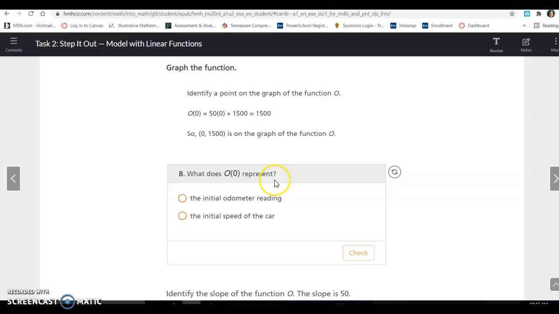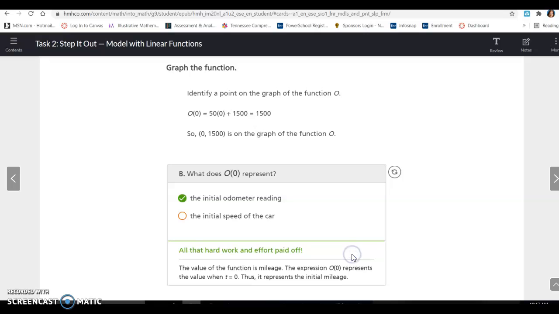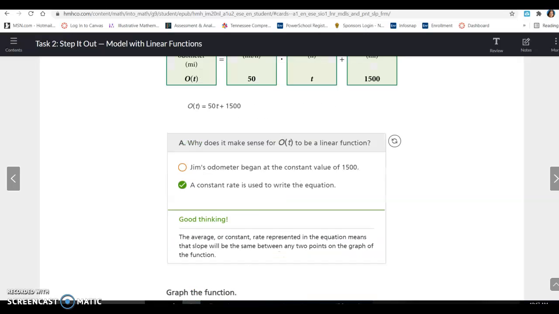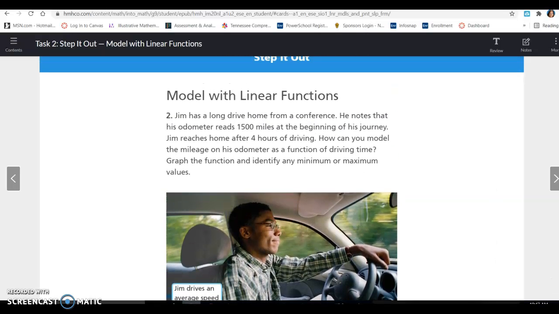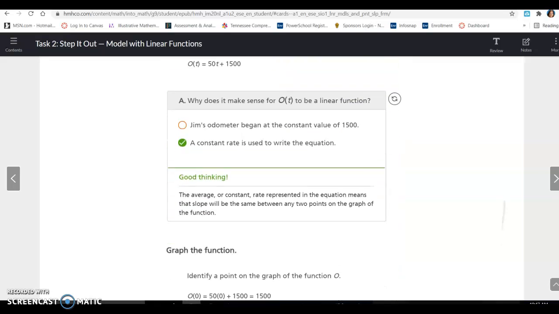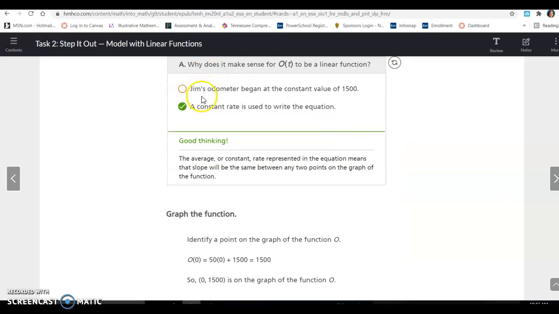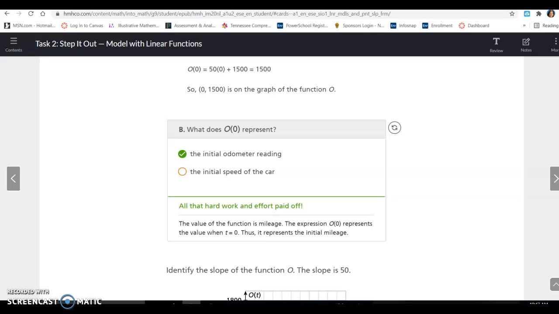What does O of 0 represent? It represents the initial odometer reading, the initial speed. So the initial odometer reading is what the reading was when it first started. If you go back up here, you can see he notes that the odometer reads 1,500 miles at the beginning of his journey. So we can see that that matches exactly what that says, the initial odometer reading.